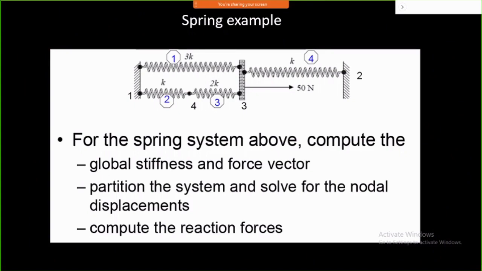So we'll now solve the same problem with some numbers. Previously I told you each and everything using symbols. Here we are going to see it using numbers. That is 3k, then k, 2k, k and a 50 Newton force applied, and both the ends are fixed. Only one node is going to move. This is what is going to happen.